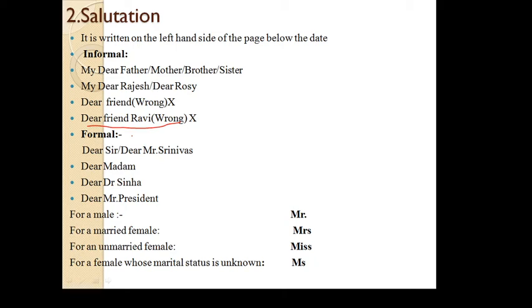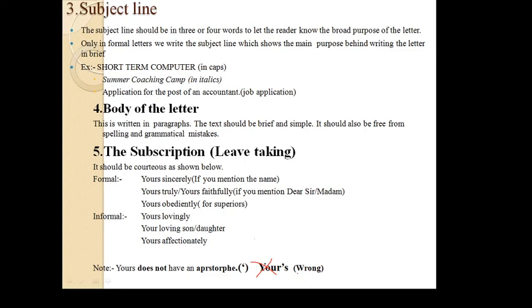For males we use Mr. For a married female, Mrs. For an unmarried female, Miss. For a female whose marital status is unknown, use Ms. So if we are not sure whether she is married or not, you use Ms. You should pronounce it as Ms. Okay, next, let's move to the next slide.